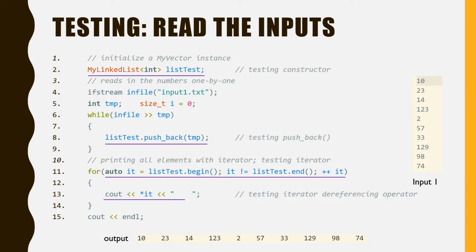In line 11, we can actually test three functions. We can test whether the begin and the end operations can properly return the correct iterators. We can also test whether the increment operator, or ++, can properly traverse the entire linked list. Meanwhile, in line 13, we can further test whether the dereference operator, or star, can properly access the data content. The output of the code segment is shown at the bottom of the slide. We can compare the input and the output to confirm these functions work as intended.